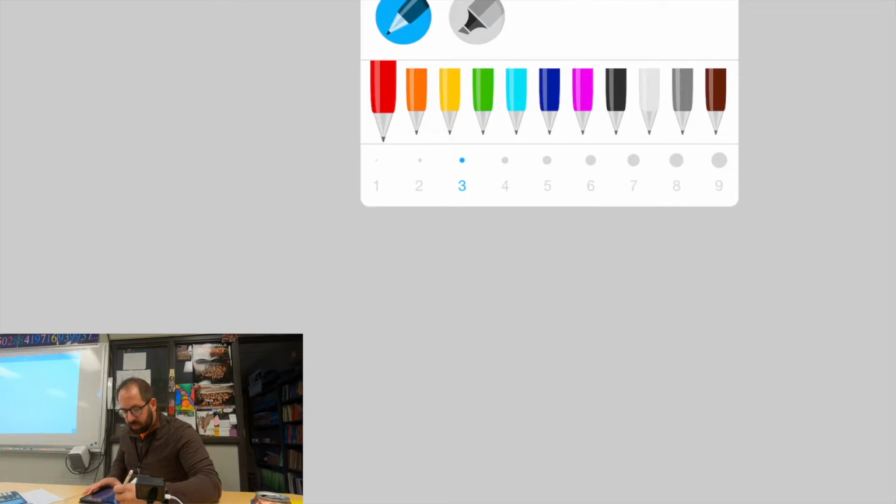Whoa, that is super thick. That's what pressing too hard does. Press it too hard.